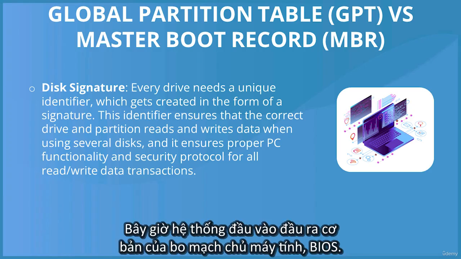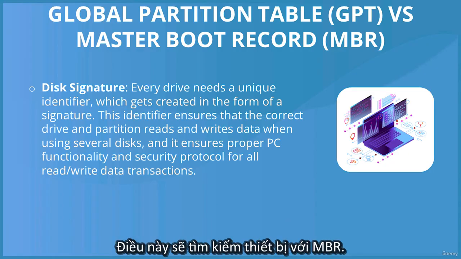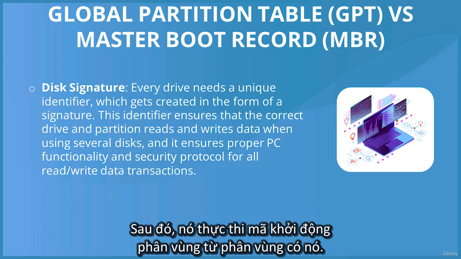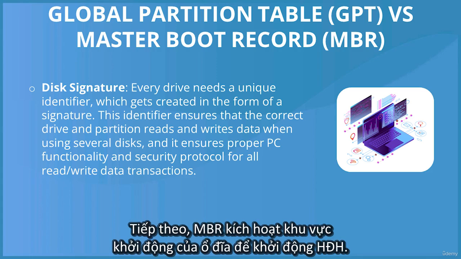Now, the PC's motherboard basic input-output system, the BIOS, is going to look for the device with an MBR. Then it executes the volume boot code from the partition that has it. Next, the MBR activates the boot sector of the drive to launch the OS.